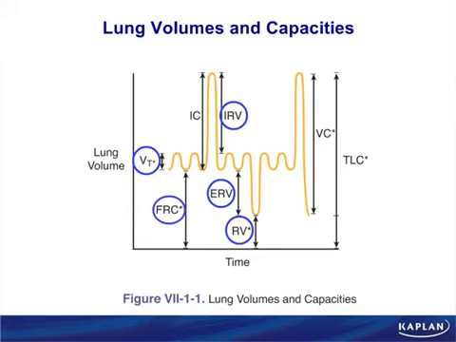The first is a very important capacity, and this is FRC. FRC stands for functional residual capacity. It is expiratory reserve plus residual volume. Notice it is the volume of air in the respiratory system after a normal tidal expiration. Again, the volume of air in the respiratory system after a normal tidal expiration. It's expiratory reserve plus residual volume.